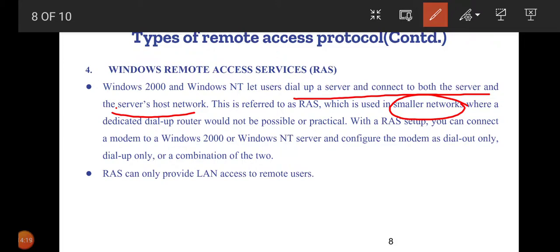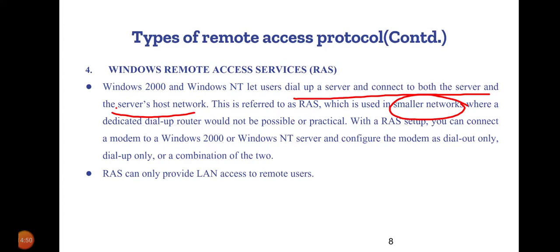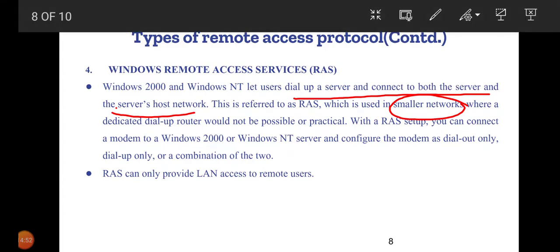With an RAS setup, you can connect a modem to a Windows 2000 or NT server and configure the modem as dial-out only or dial-up only, or a combination of the two. So we can easily create our own network using this Windows 2000 or Windows NT server by making use of remote access services. Most importantly, it is for smaller networks and can only provide LAN access to the remote users. When it comes to a wide area network or a wireless area network, the protocol fails.